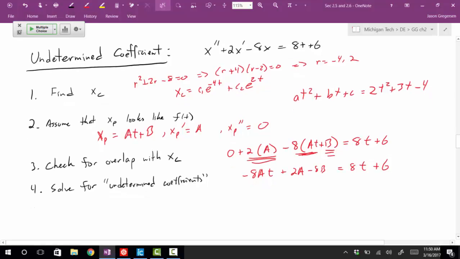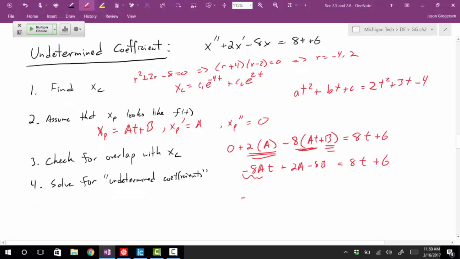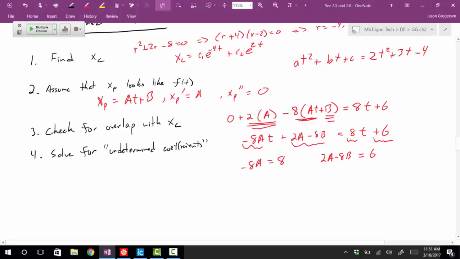All I'm saying is that here's the coefficient of t, negative 8a. That has to be the same as the coefficient of t on the other side. Okay? What's left? I got a bunch of constants, 2a minus 8b. If that's equal to this other polynomial, it has to be equal to this constant. Okay? And then I just solve for my values. Looks like a is equal to negative 1. I plug that in over here. Looks like b is also equal to negative 1.